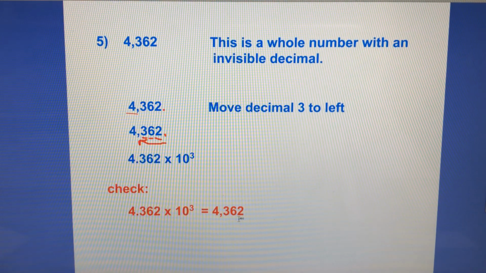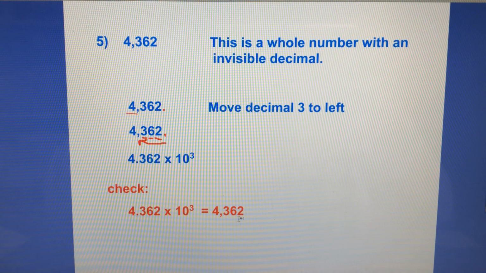Scientific notation is not easy. I suggest that you go over this several times.